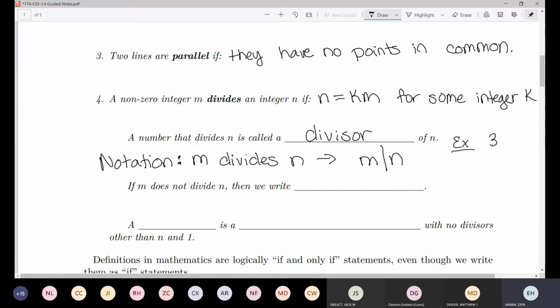So, for example, 3 divides 12. For some reason, a lot of people expect the larger number to be on the left. It's not. Because this is saying that there is an integer that I can multiply 3 by to get 12. You can multiply by 4. So it's saying that 3 divides 12 because there is a number that I can multiply by 3 to get 12. If m does not divide n, then we just put a little slash through the line to say it doesn't divide it. There does not exist a number such that m times that number equals n. Savvy? Okay.